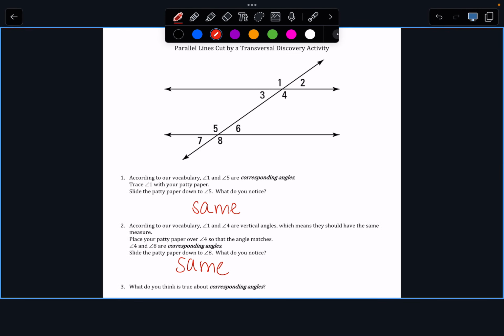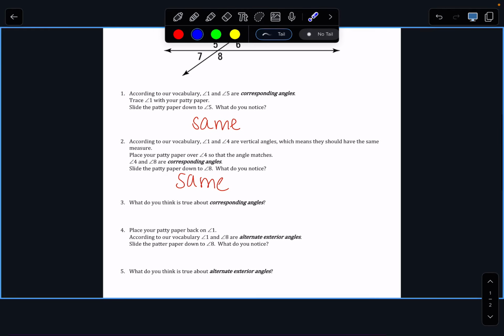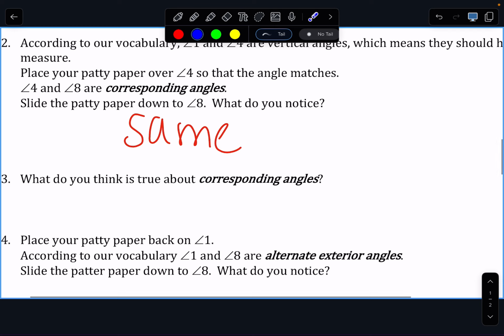So we traced angle 1, it was the same as angle 5. We traced angle 4, it's the same as angle 8. If I ask you to trace angle 2, do you think it's going to match angle 6? Okay, anytime we have corresponding angles, what do you think is going to be true? What's the math word for matching? Congruent.